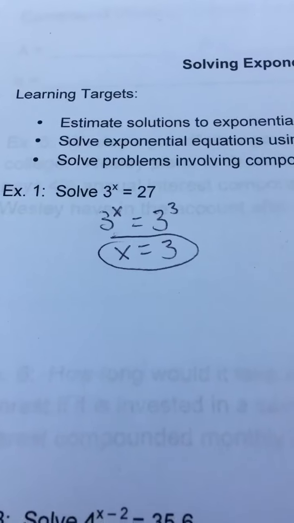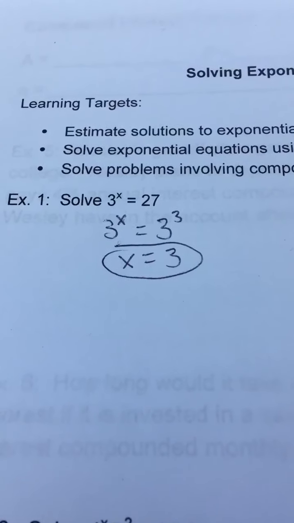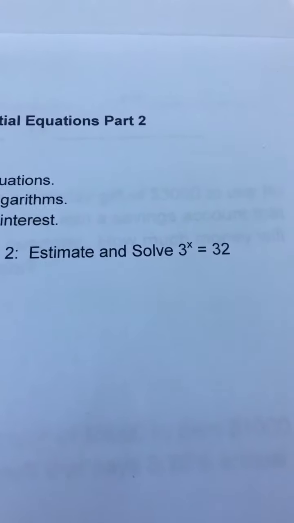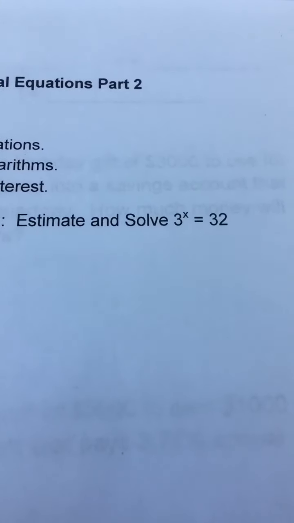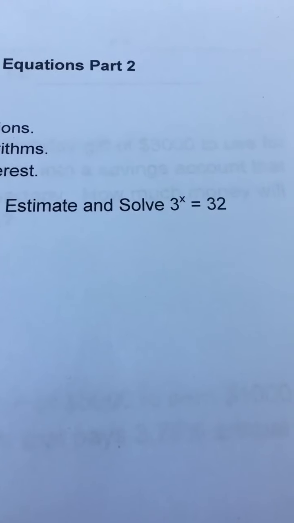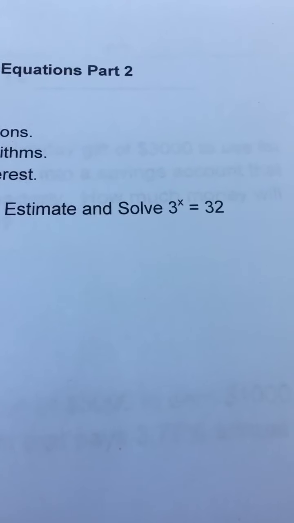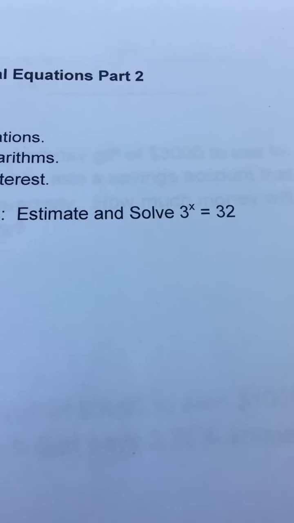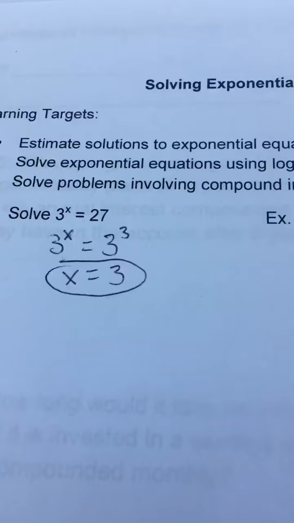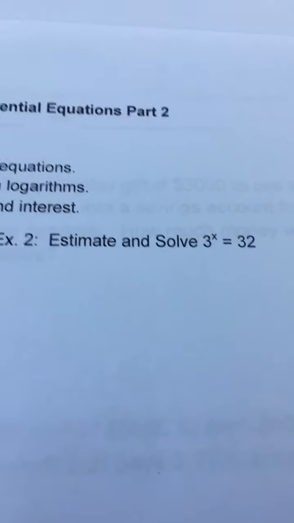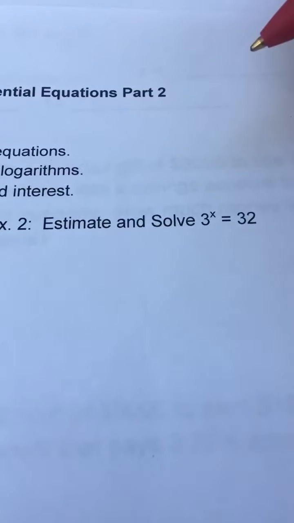I'm going to show you another method that you can use for these problems. So if you look at example 2, this time I have 3 to the x equals 32. I cannot write 32 as 3 to some power. I can use that same base method to estimate what the answer is. I know from the last problem that 3 to the third gave me 27. That's too small. And then I also know 3 to the fourth. Do you know what 3 to the fourth is?